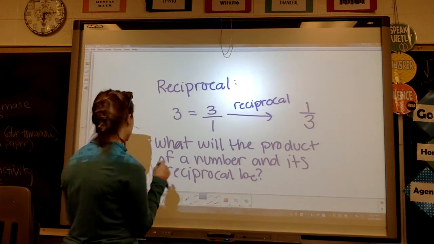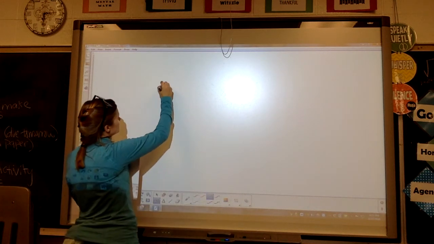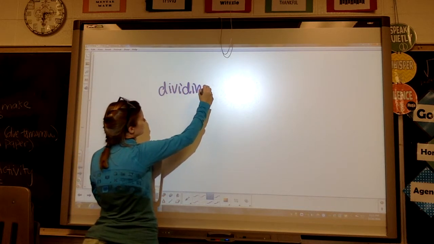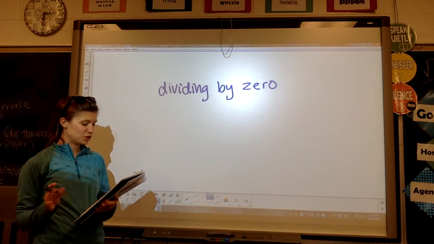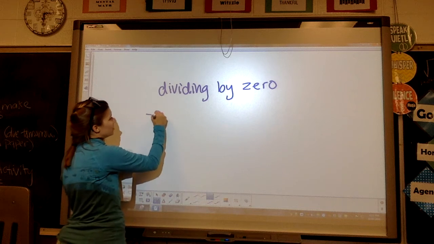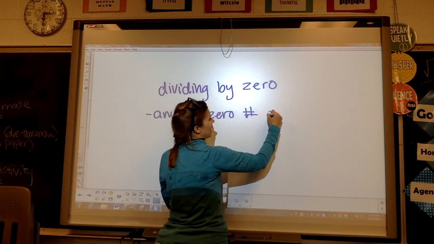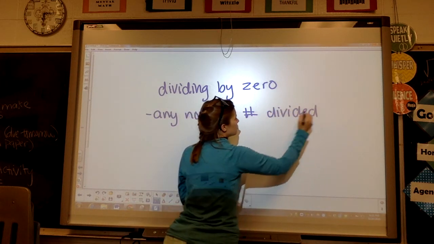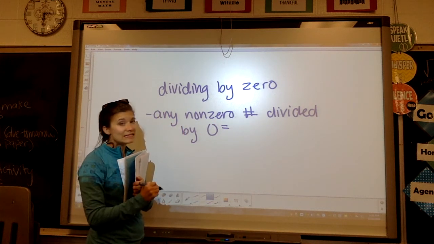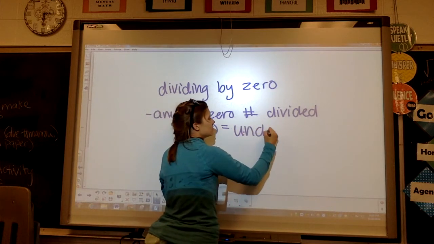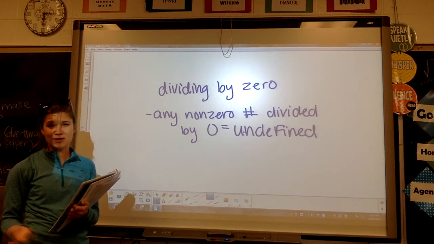Okay, two more things to look at. One of these things is dividing by 0. So one thing, we should kind of know this. If we take any non-zero number and divide it by 0, you know it, it is undefined. Okay, it is called undefined. So 3 divided by 0 is undefined.